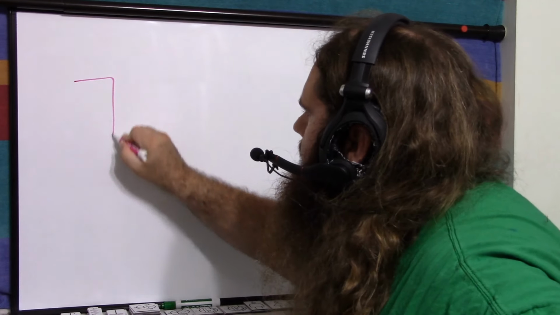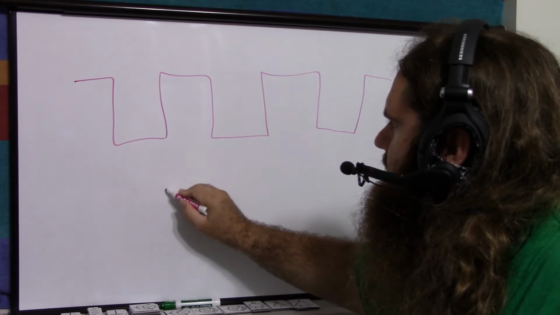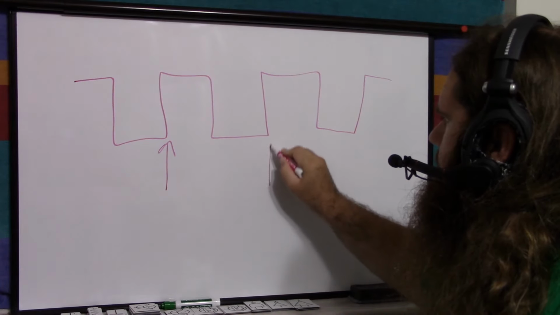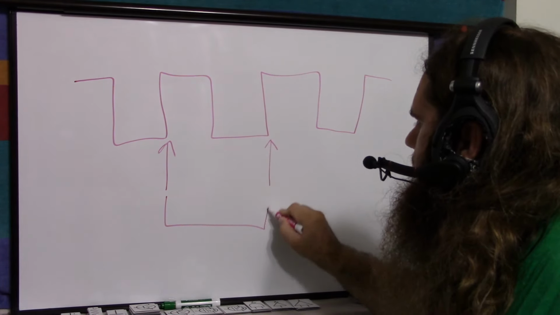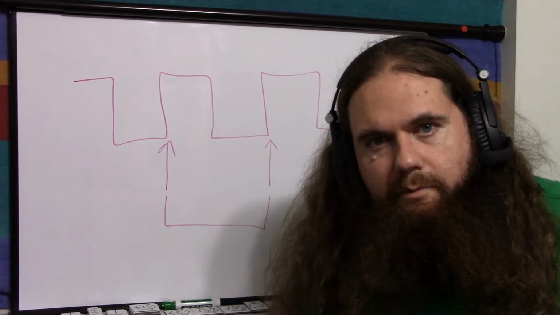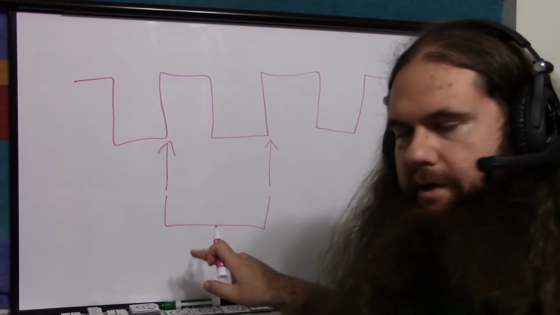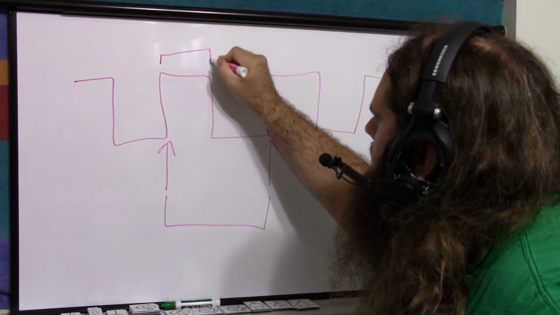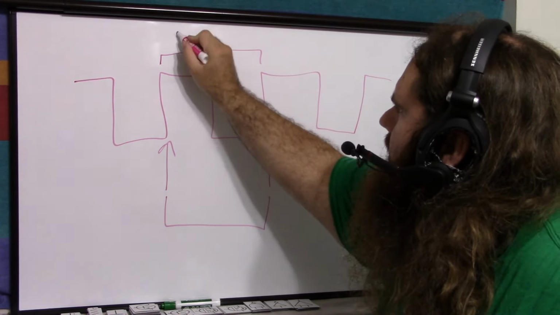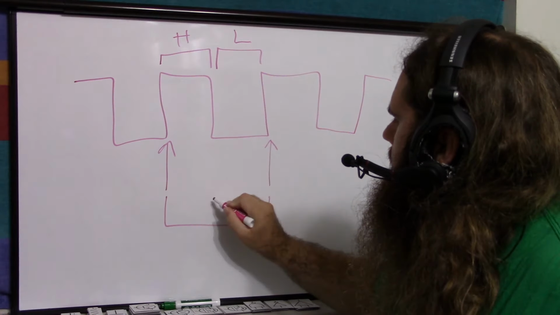You have a square wave. If you look at a rising or falling edge, let's say a rising edge, rising edge to rising edge is a certain amount of time. This is your period, or your wavelength if you think of this as a sinusoid. Then you have your high time and your low time. Let's say H is high, L is low, P is period.